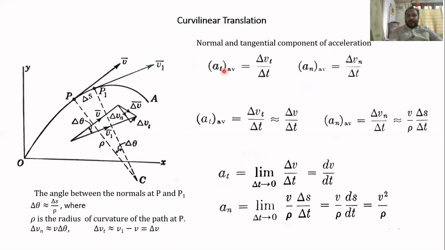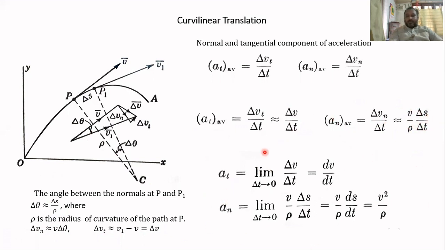Normal and tangential components of acceleration. The tangential component of acceleration is the average change in the velocity in the tangent direction divided by the time, and this is the average change in the velocity in the normal direction divided by the time t, and this Vt is equal to delta V. This is approximately equal to delta V by delta t, and the normal component of acceleration is delta Vn by delta t, where delta Vn is equal to V into delta theta, which is equal to V into delta S by rho. So this can be written as V by rho into delta S by delta t.